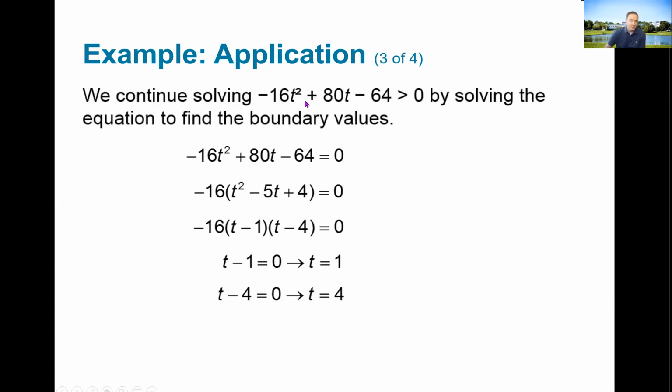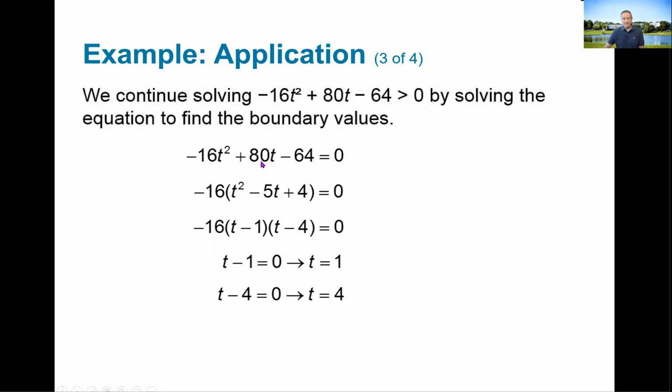So if I'm trying to solve -16t squared plus 80t minus 64, if I'm trying to find out when it's greater than or equal to 0 to solve the original inequality, then I forget for just an instant that it's an inequality and I solve the corresponding equation when it's equal to 0. Now in this case, and in several of the applications in the book, it's not bad at all to factor because we can use the greatest common factor. I can factor out the leading coefficient of -16.